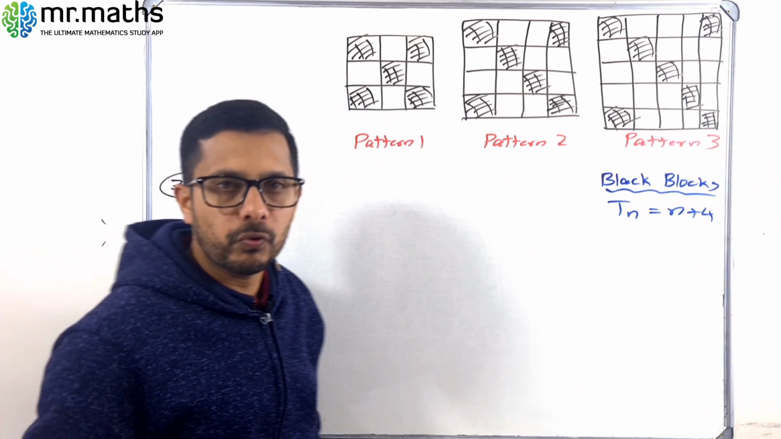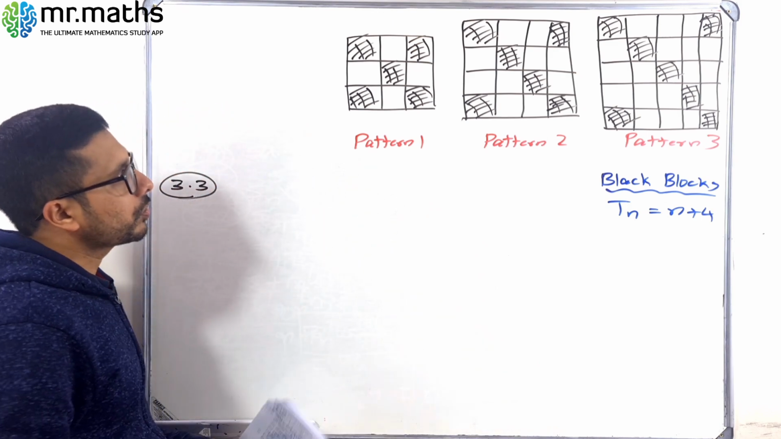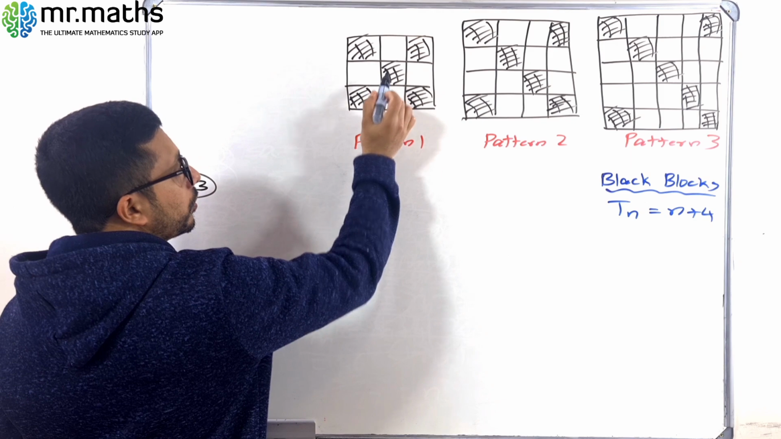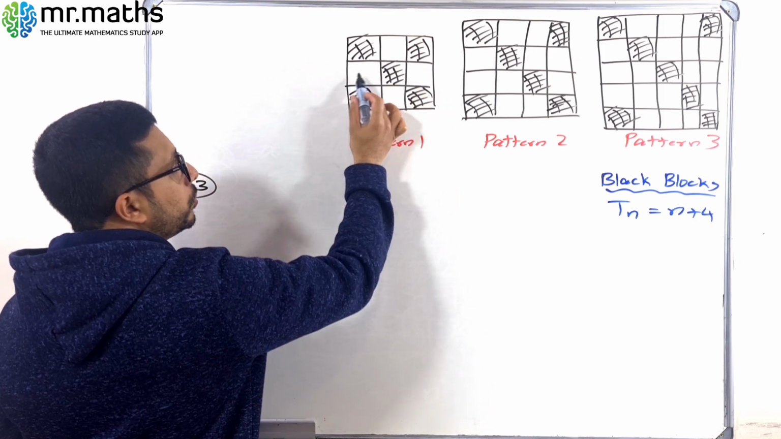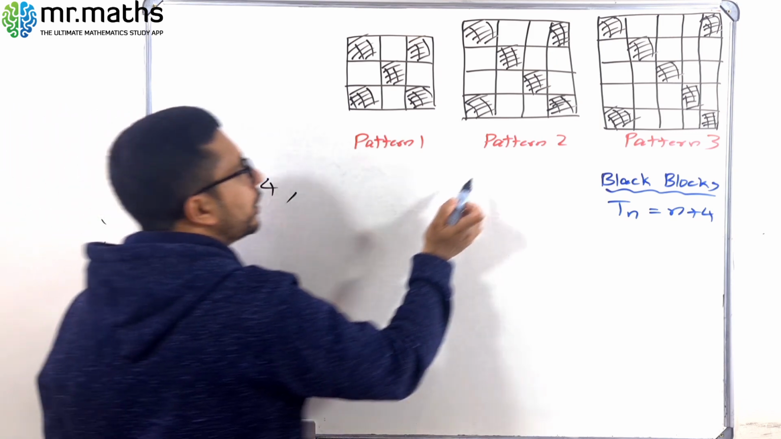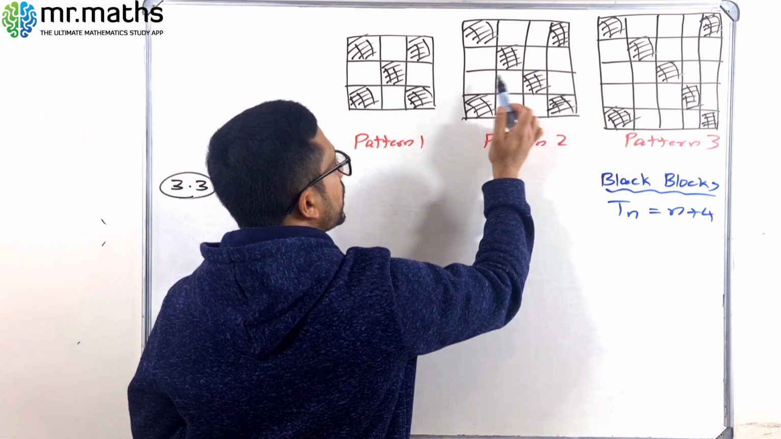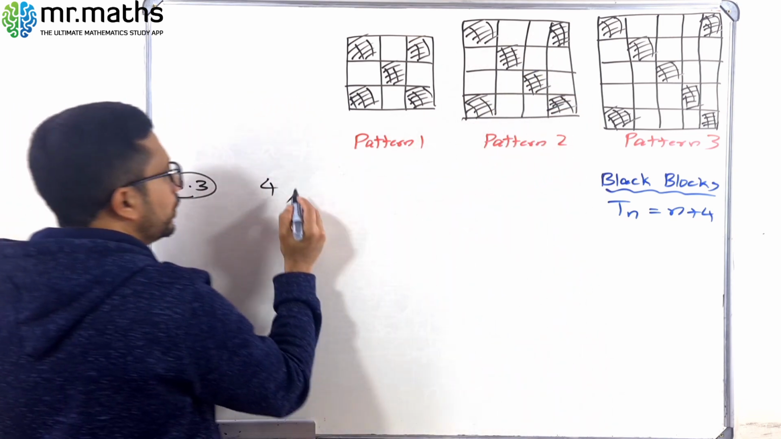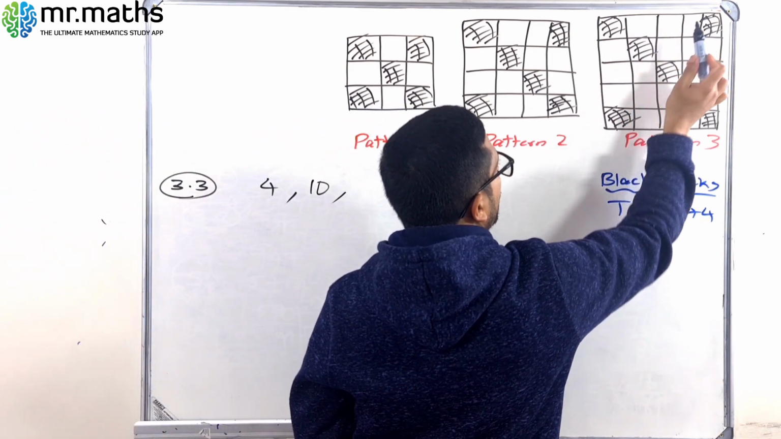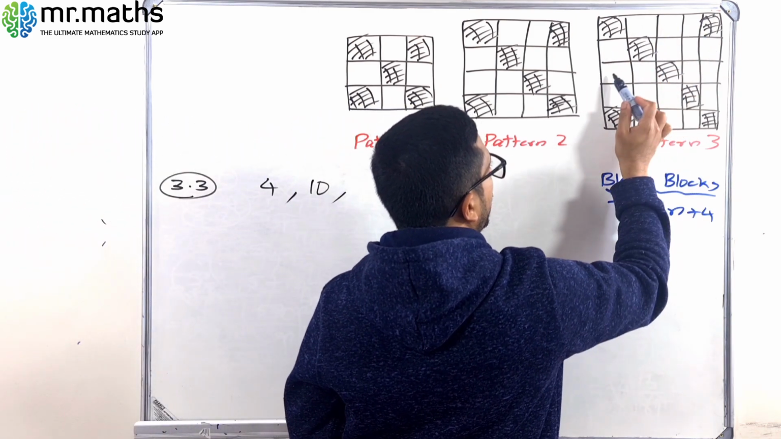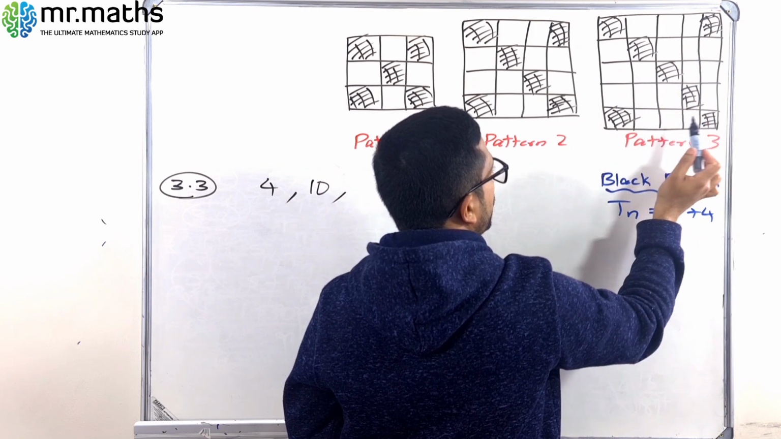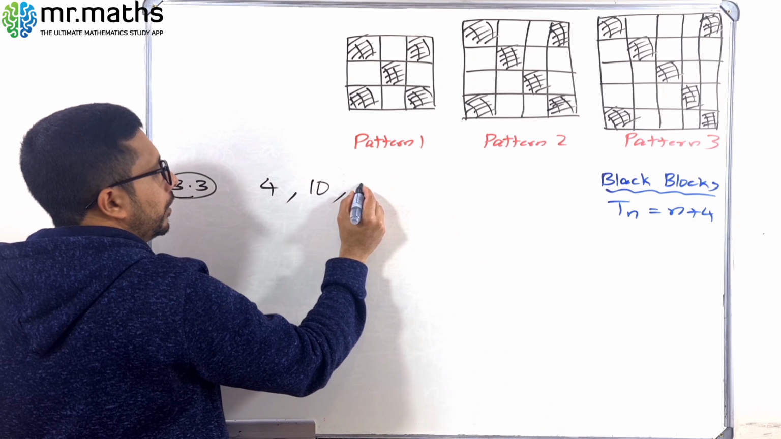How many white blocks are there? First of all, we have to know how many white blocks are on the first pattern. 1, 2, 3, 4, so it is 4. On the second pattern, 1, 2, 3, 4, 5, 6, 7, 8, 9, 10. Then the third pattern, 1, 2, 3, 4, 5, 6, 7, 8, 9, 10, 11, 12, 13, 14, 15, 16, 17, 18.